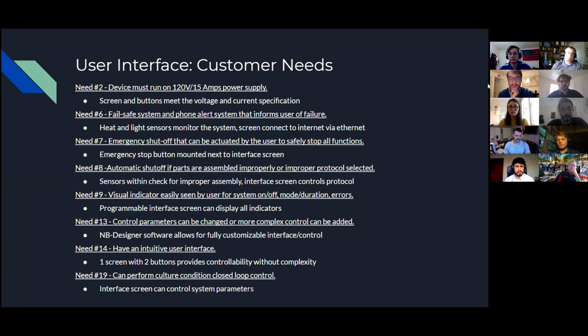The rest of the needs can be combined as the customer requests an intuitive way to control and program the system's parameters while also communicating with the user the progress of the system during testing. And to satisfy all of these needs, the Omron interface screen with NB Designer software was chosen. Next slide.